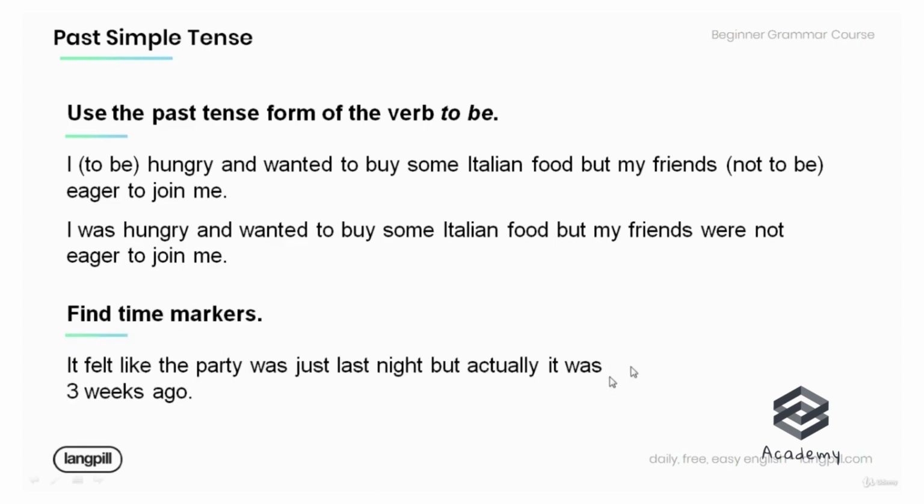Look at the sentence below and find the time markers. It felt like the party was just last night, but actually it was 3 weeks ago. Last night? 3 weeks ago.